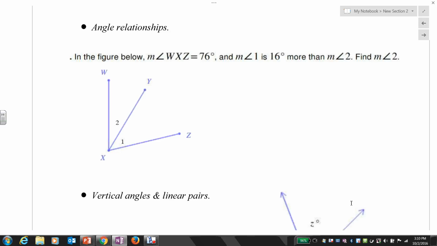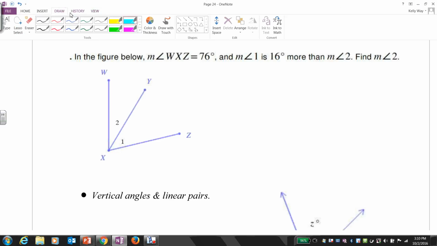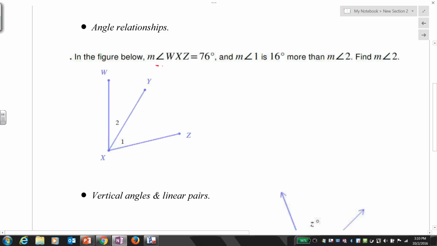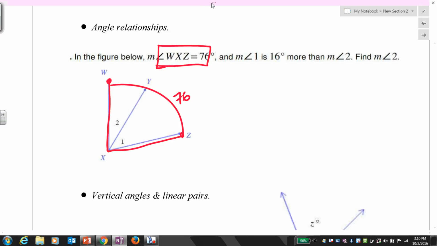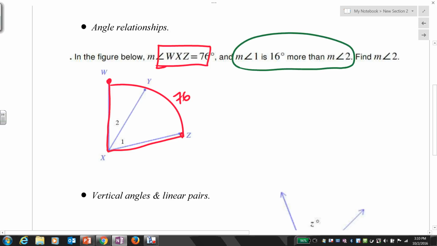It says in the figure below, the measure of angle WXZ is 76. So we're going to trace and sweep that WXZ. And it says that the measure of angle 1 is 16 degrees more than 2. Problem is we don't know 2. We're going to call 2 to be x. And angle 1 is 16 more than. That's a plus concept.